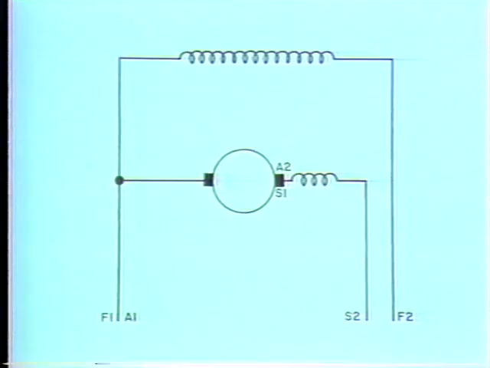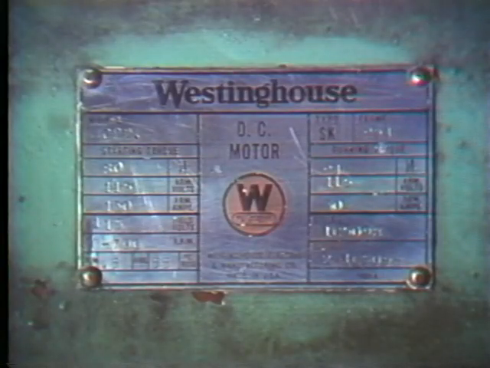Now, if the manual for the motor's been lost, you've still got some other options left. The easiest is to look on the motor nameplate. Under the block that says wound, it'll say either series, shunt, or compound.